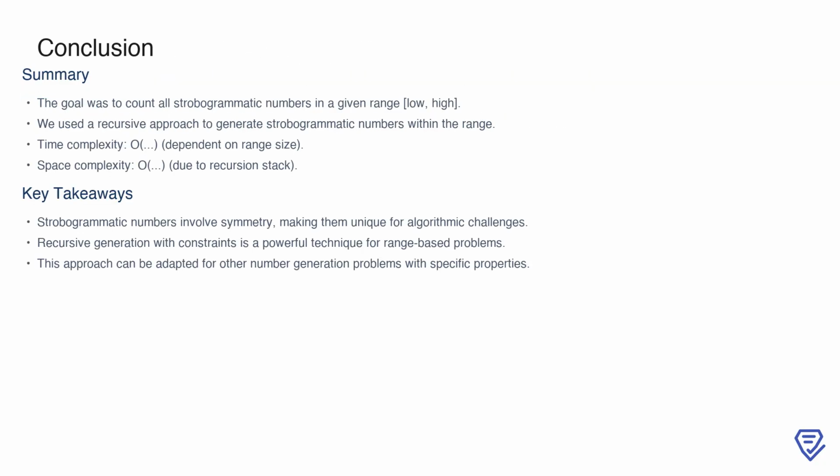Great job! To wrap up, we explored how to count strobogrammatic numbers within a range using a recursive generation approach. This problem is a great example of combining symmetry and constraints in algorithm design.